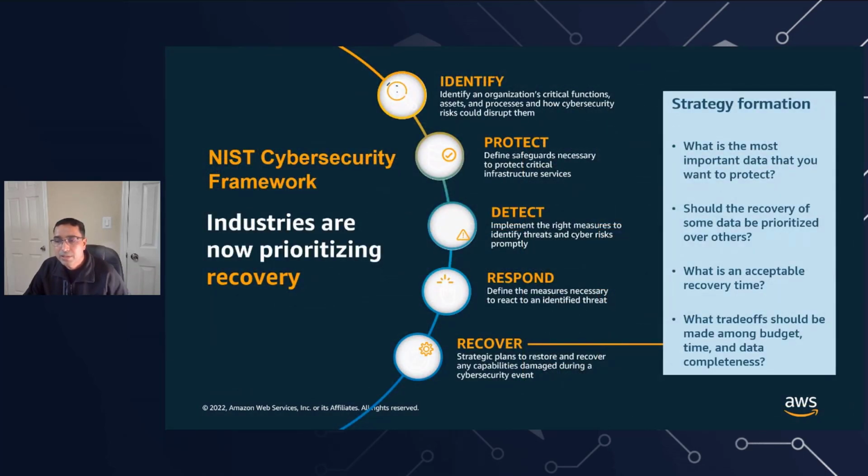According to the NIST cybersecurity framework, there are 5 pillars when it comes to cybersecurity. Identify, protect, detect, respond, and recover are the 5 pillars. What we are going to cover today pertains to the 5th pillar, which is the recovery pillar. The key factors to consider in a ransomware recovery strategy are: what is the important data that you would want to protect? Should the recovery of some data be prioritized over others? And what is an acceptable recovery time? Lastly, what trade-offs should be made to budget, time, and data completeness when you design this ransomware recovery strategy?